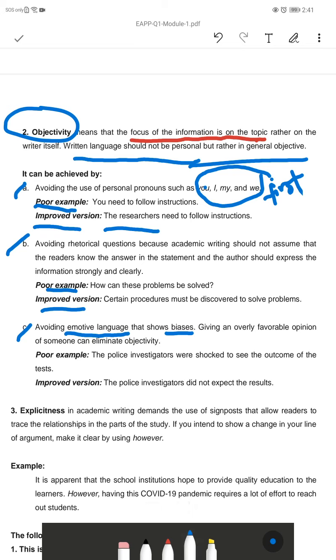So, a poor example of this is this: the police were shocked to see the outcome of the test. So, shocked here is an emotive language that shows the emotions of the police. So, instead of writing shocked, you can simply write the police did not expect. So, maybe they were still shocked, but it's no longer emotive. Okay? It's of less emotion. It's more objective. So, the police investigators did not expect the results.